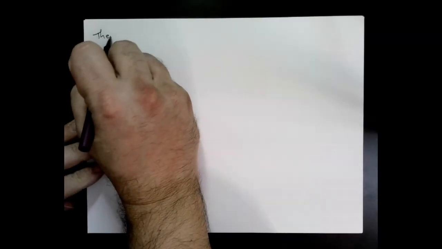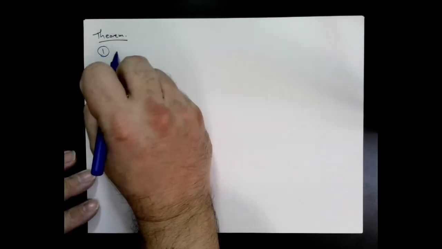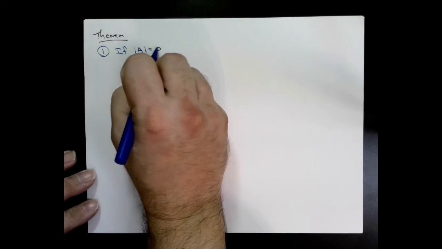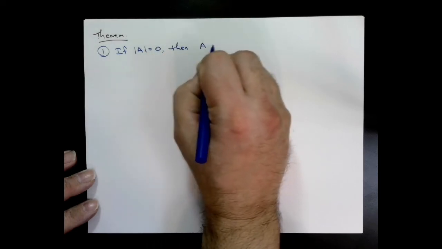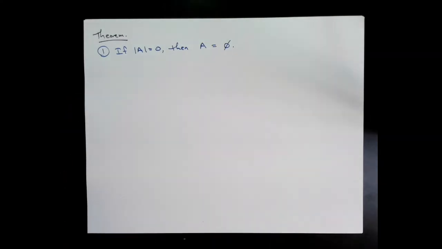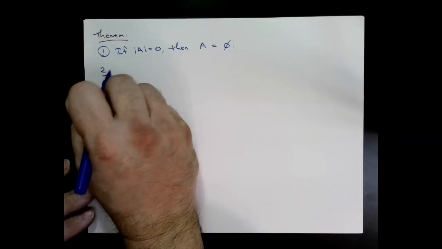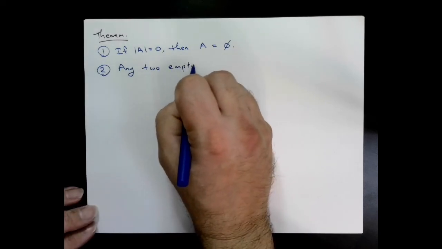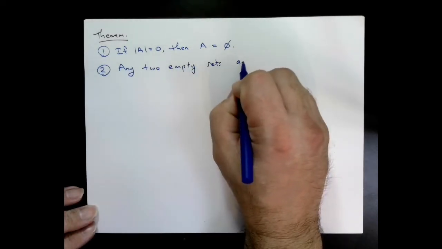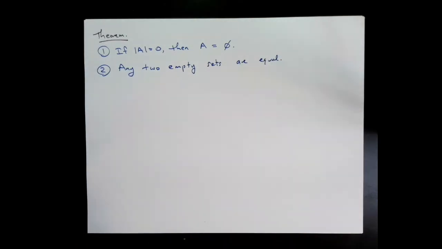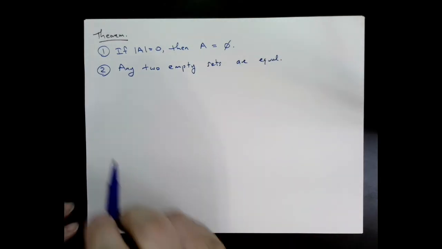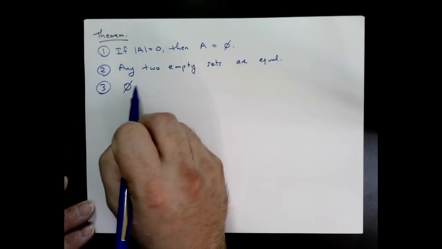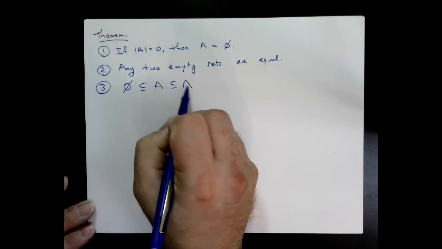Finally, we will now state a theorem with some facts about sets, some parts of which will show up in exercises later. The theorem says the following. Number 1. If A has no elements, then A is the empty set. Or said another way, if the cardinality of A is 0, A is the empty set. Number 2. Any two empty sets are equal. Number 3. For any set A, the empty set is a subset of A. Number 4. Any set A is a subset of itself.